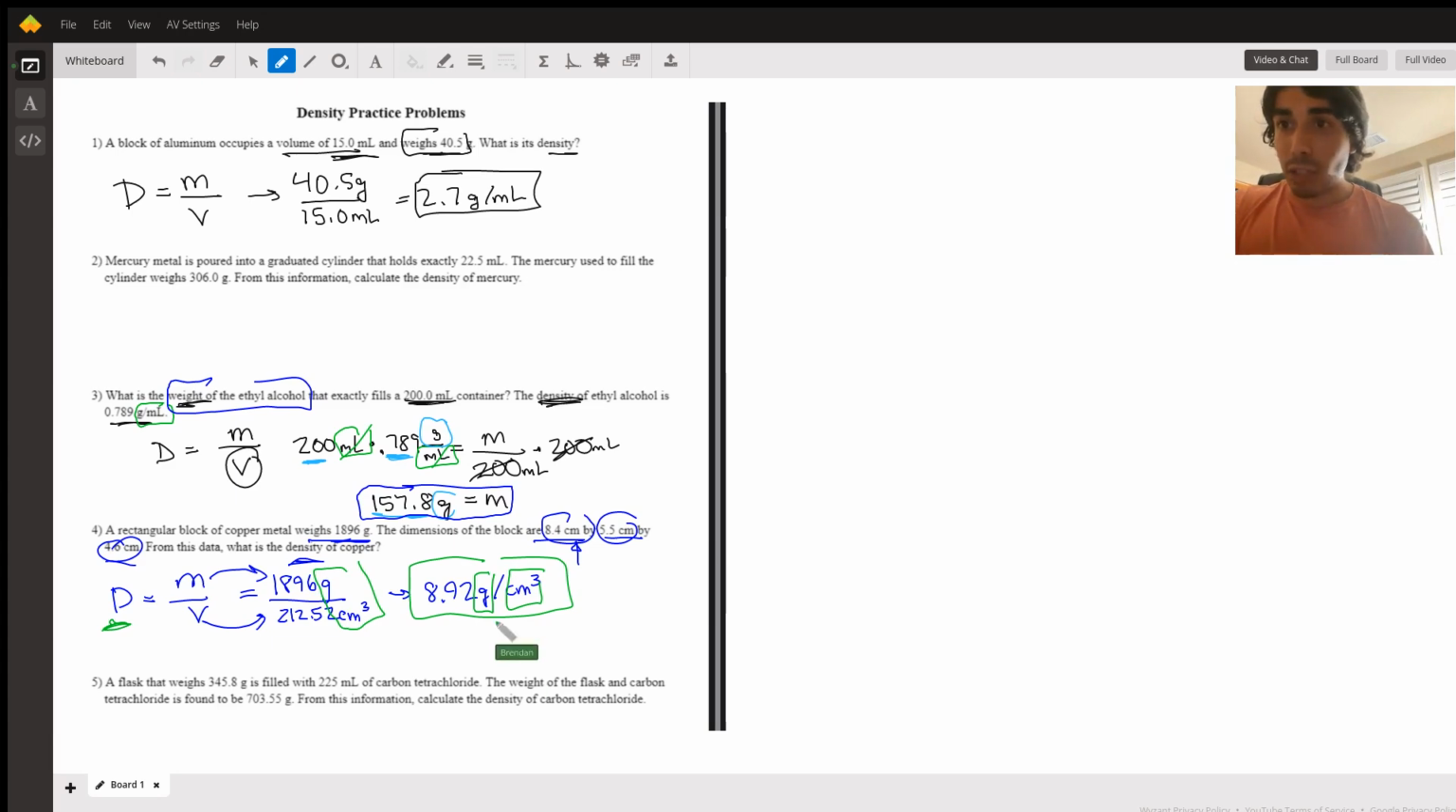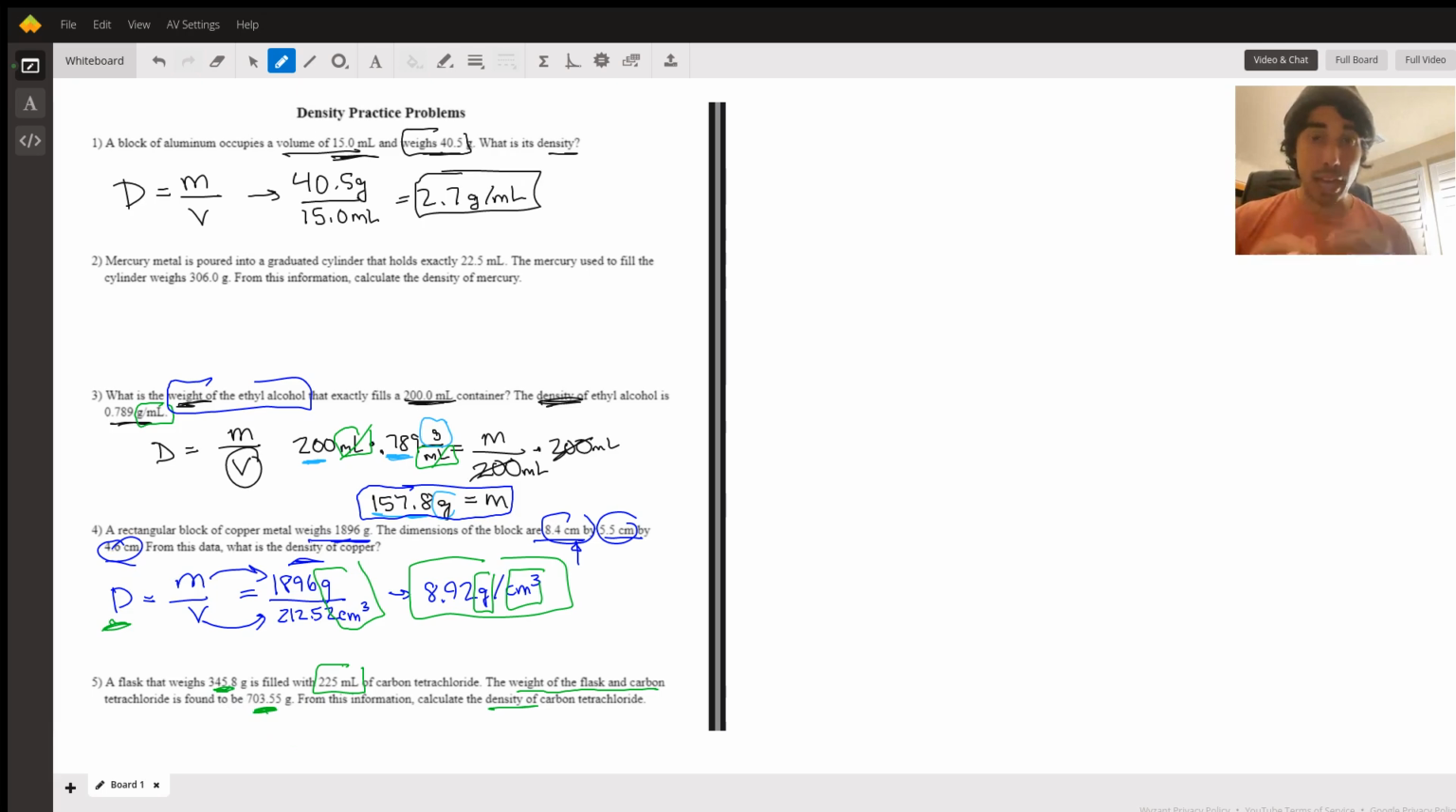Number 5, again, we're looking for density. So it's going to be mass over volume. The only difference, this one's pretty straightforward. They give us a volume right here. The only thing that you have to do to find the mass, right? Notice they give you the weight of the flask and the carbon tetrachloride together is this right here. And they also give you the weight of the flask.